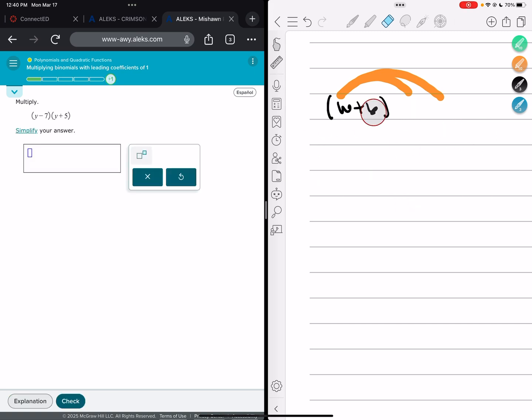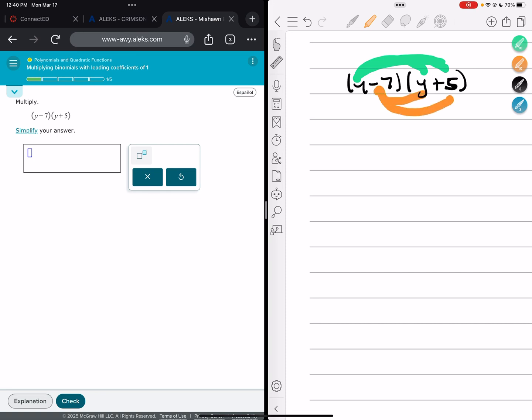All right, so doing this again, this time we have y minus 7 times y plus 5. Again, when I'm doing this, I'm going to go y times y, y times 5, and then negative 7 times y, negative 7 times 5. So when I get that, I get y squared, and y times 5 is 5y. Now I'm going to do my negative 7, so I go negative 7 times y, which is negative 7y, negative 7 times 5, which is negative 35.